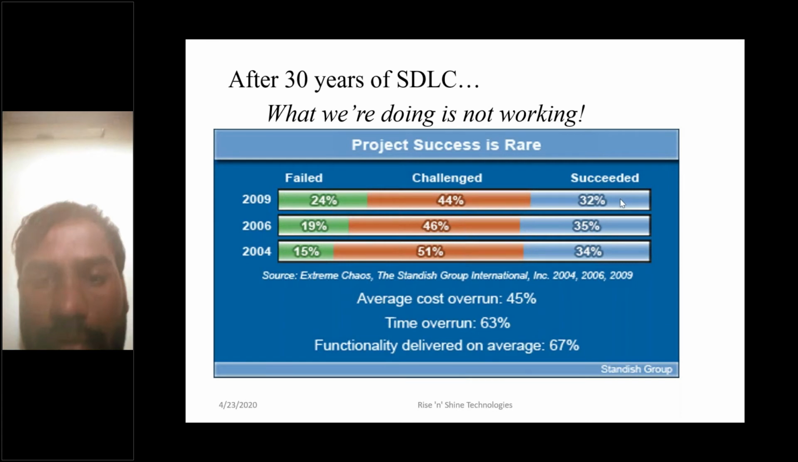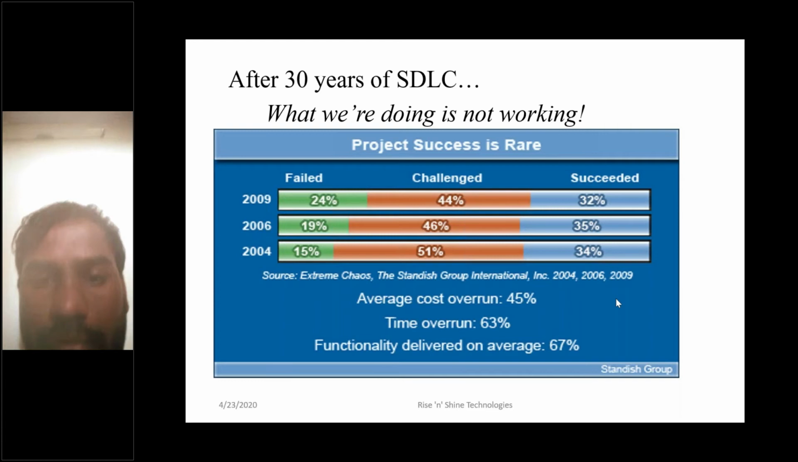And as for succeeded, on-time delivery, on budget, only 1/3 of the projects are succeeding. So 44% of the projects are challenged, and 24% of projects are failing. In 2006 or 2004, the statistics show the same. Whatever methodology they are using, it is not helping that much to achieve that 100% of the goal.